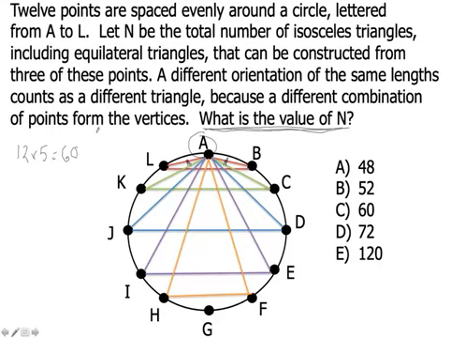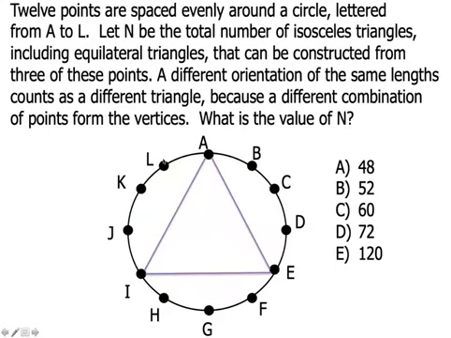And unfortunately, that's not the correct answer. But if you got that far, then give yourself a pat on the back. Because there's one last item that we need to consider. Now, it's true that different orientation of the same lengths count as a different triangle. But it's not saying that we can count the same triangle multiple times. Well, did we do that? Yes, we did. And here's where we did it.